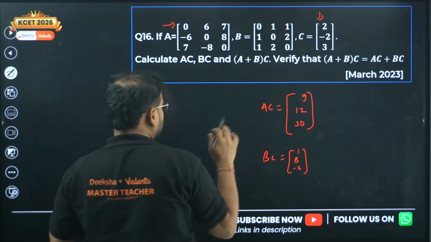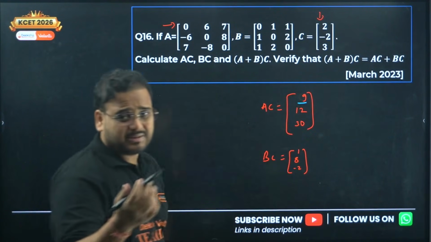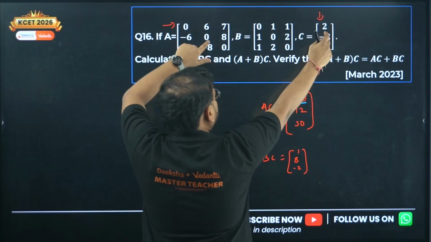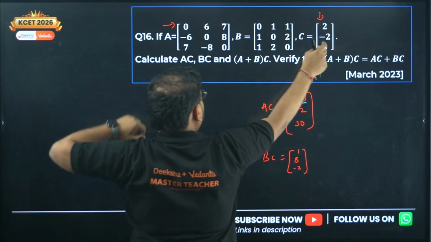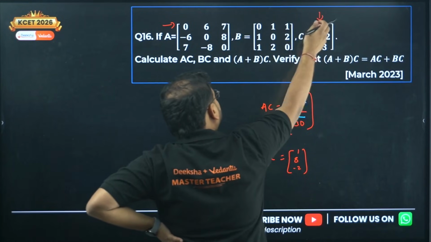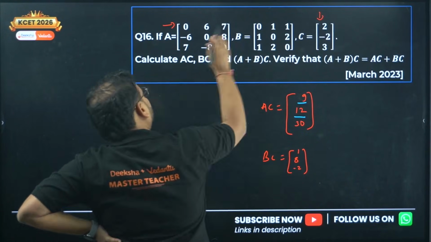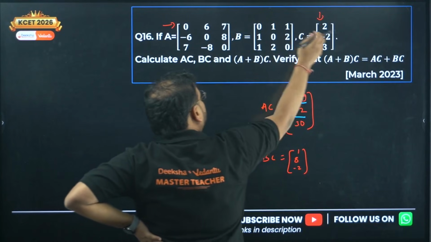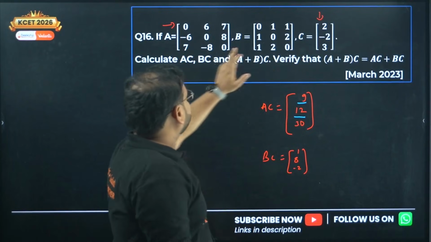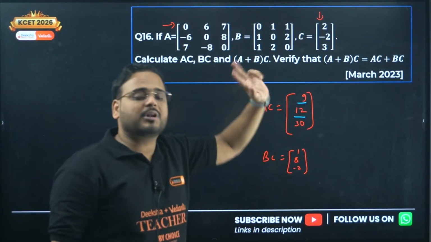I've done this just to avoid any calculation errors, okay, and save some time also while doing that. Check here, minus 6 into 2 is minus 12, 0 into minus 2 is gone, 8 into 3 is 24, 24 and minus 12 is what? 12. Next, 7 into 2 is 14, minus 8 into minus 2 is 16, and 0 into 3 is gone. 14 plus 16, sum is 30.